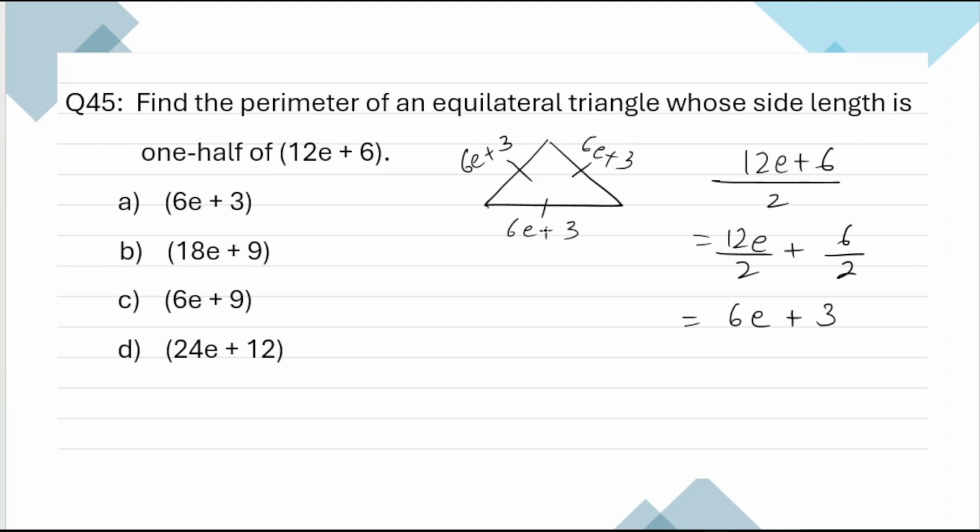It's an equilateral triangle. So what is the perimeter? The perimeter is the sum of the length of all the sides. So I need to add 6e plus 3, how many times? 3 times. So either I can add 6e plus 3 three times, or I can just multiply 3 with 6e plus 3. I'll get the same answer. So 3 times 6e is 18e, and 3 times 3 is 9. So the perimeter is 18e plus 9, and the correct option is option D.